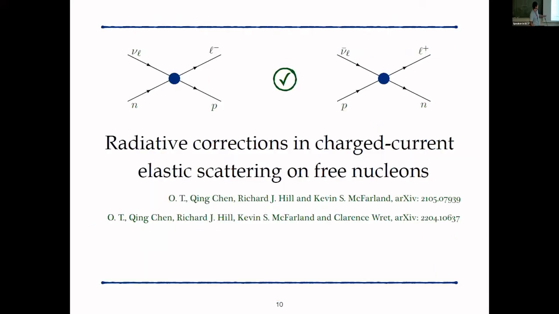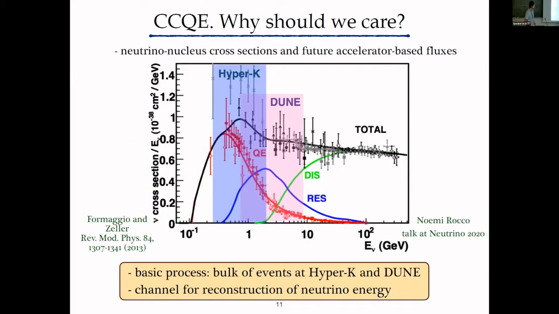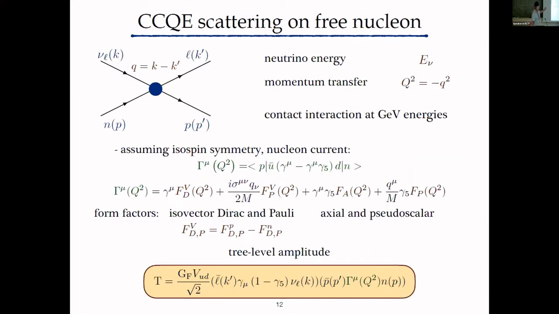Let us take a deeper look at this simple process. It's a 2-to-2 process, and as any 2-to-2 process, like electron proton scattering or muon proton scattering, it depends on two kinematic variables, the neutrino energy and the momentum transfer. At GeV energies of experiments and below, this interaction is described by contact interaction, since we can integrate out all electroweak contributions, but in the blob we have form factors. To describe it precisely, we know analytically the electroweak vertex of the charged current for leptons, while the proton vertex is described by the matrix element of this quark operator.